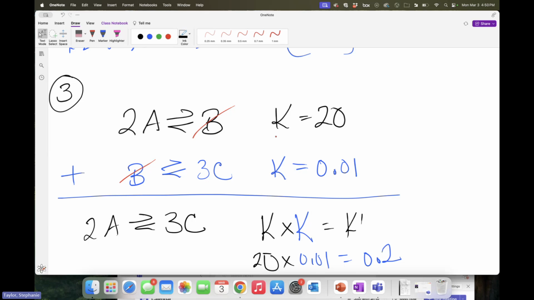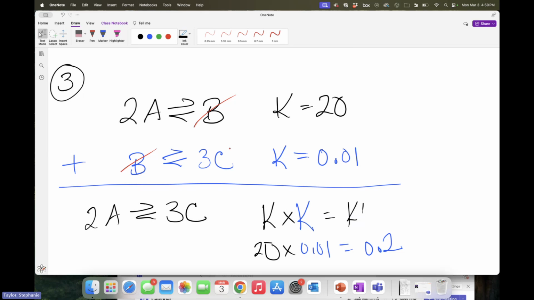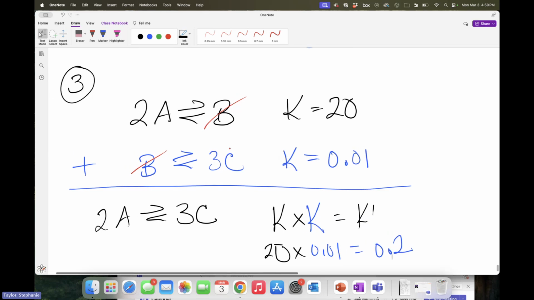Reversing a direction means I put 1 over K. Changing coefficients, which is multiplication, means exponents. Adding together means I multiply my K values. So just keep in mind as you're looking at manipulations of K, this is all about how the chemical reaction relates to my K itself. And again, usually it's never the same thing. Always something a little bit extra to deal with K.